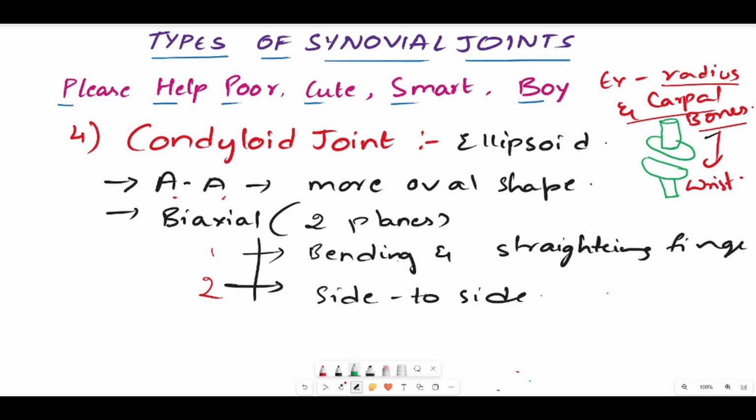The fourth type of synovial joint is the condyloid joint. This is also called the ellipsoid joint. Here the articulation area has a more oval shape. It comes under the biaxial class because here the movement is allowed in two planes. One of the movements is the bending and straightening of fingers and the second movement is side to side movement. Coming to its diagram, it will look like this, and here we can take the example of the radius and carpal bones of the wrist.